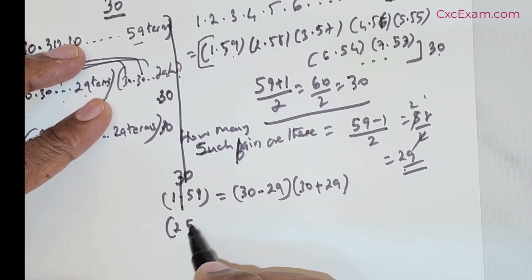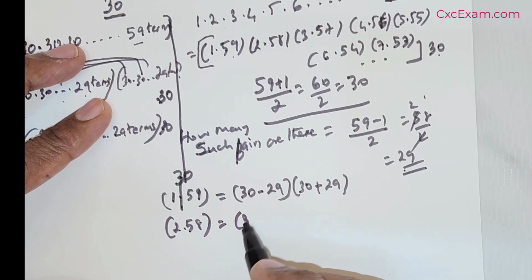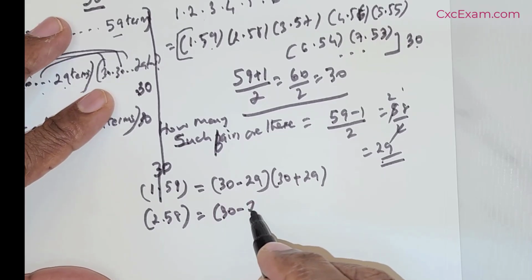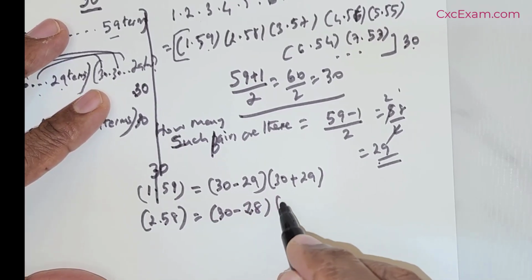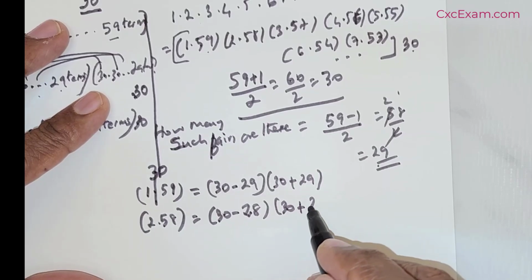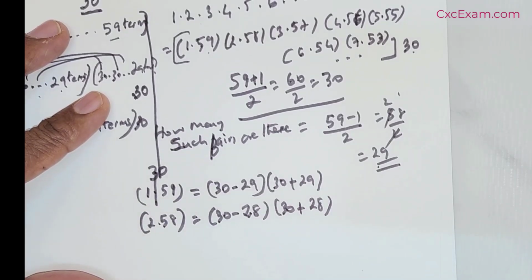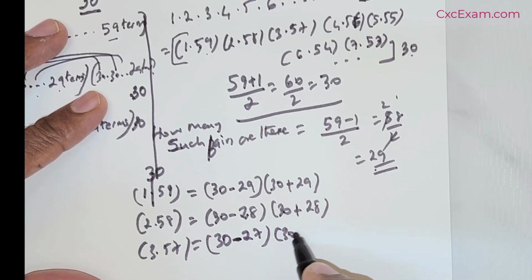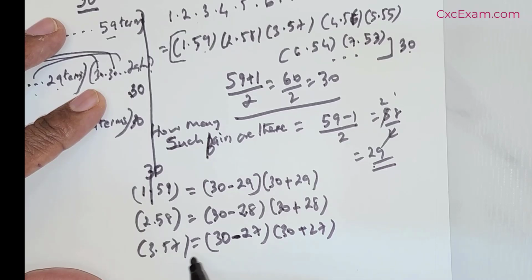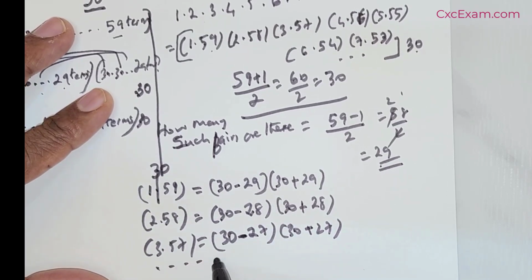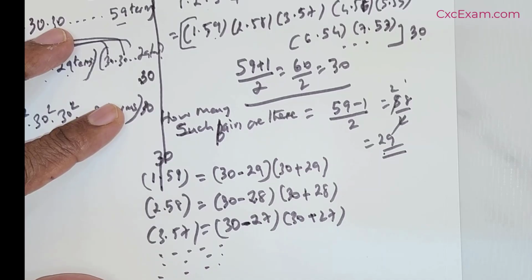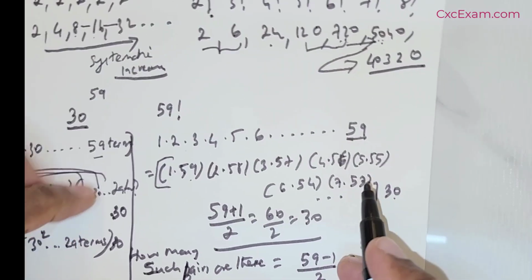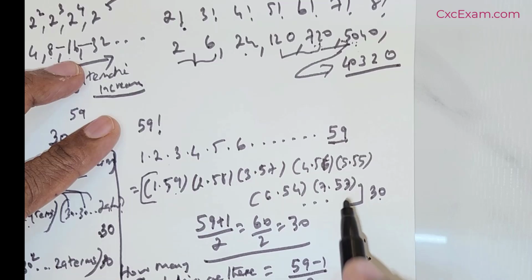Similarly, you have 2 and 58. So from 30, if I take away 28, I get 2. From 30, if I add 28, I get 58. Similarly, 3 and 57. From 30, if I take away 27, I get 3. From 30, if I add 27, I get 57. So this goes all the way, covering all the terms that we have listed here.